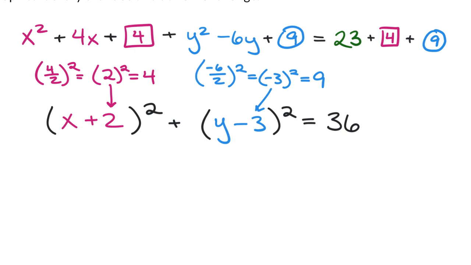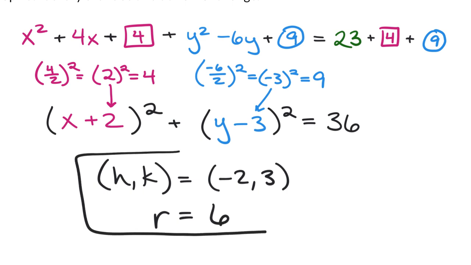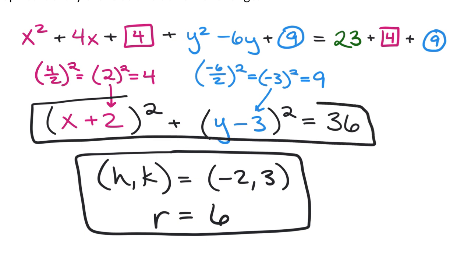So wait a second. Doesn't this already look like it's in standard form? Yeah. Already I can tell you the center. Where is the center of this circle? Negative 2 and positive 3. What is the radius of the circle? 6. Voila. This is why we want standard form, because we know immediately where the center and the radius of the circle would be. This is standard form.